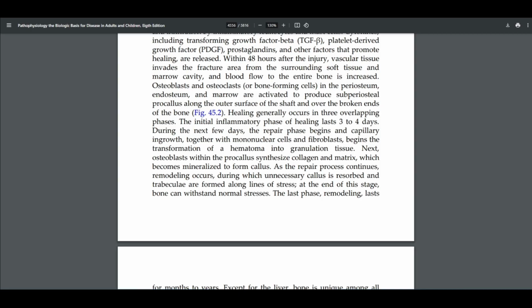Next, osteoblasts within the procallus synthesize collagen and matrix, which become mineralized to form callus. As the repair process continues, remodeling occurs, during which unnecessary callus is resorbed and trabeculae are formed along the lines of stress. At the end of this stage, bone can withstand normal stresses.